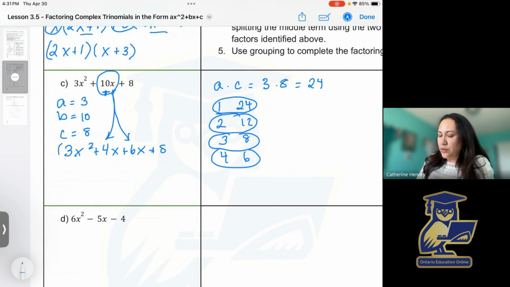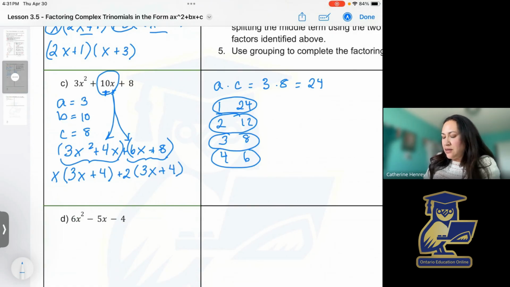Then we group the first two terms, and then we group the second two terms. And now we common factor the first term. We just focus here. What is common between 3x squared plus 4x? Looks like it's just an x. And I'll be left with 3x plus 4. And what is common between 6x and 8? Seems like it's a positive 2. And what's left is 3x plus 4.